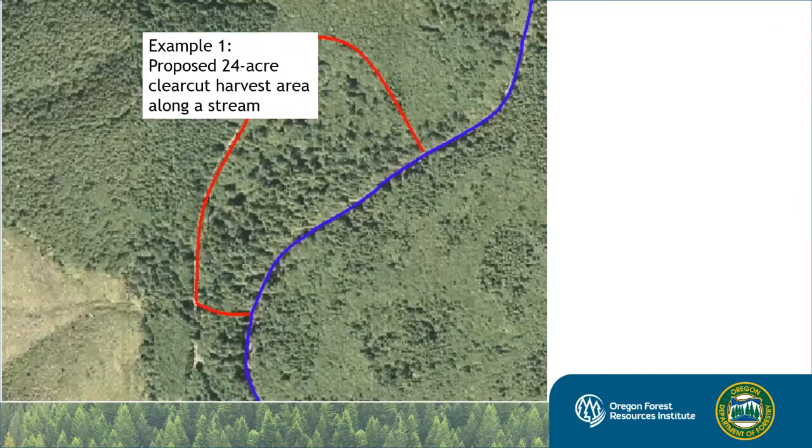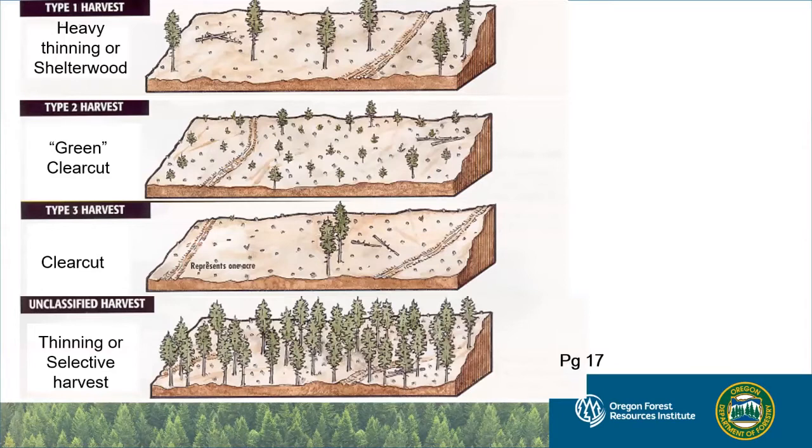So in our example, we have a proposed 24-acre clear-cut harvest along a stream. There are several different types of harvest. Type 1 harvest, the heavy thinning or shelterwood. These harvests require reforestation but do not require wildlife trees. Type 2 harvest, a green clear-cut, requires wildlife trees but no reforestation. There are enough seedlings and saplings afterwards that reforestation isn't required. And then a type 3 harvest is your traditional clear cut, and these require reforestation, wildlife trees, and down wood. And then finally, thinning or selective harvest is basically just your thinning where you're not removing the entire overstory.